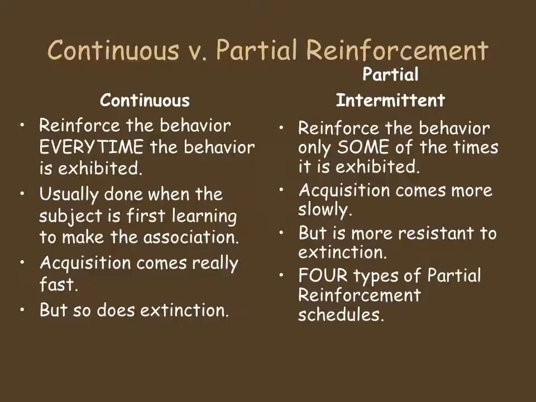Acquisition, the initial stages, we saw that word with classical conditioning, comes really fast. You learn that you're not going to get the points if you don't do the certain assignments. Extinction comes really quick too. If I stop giving points, the behavior is going to stop existing. Partial or intermittent schedules means you reinforce the behavior only some of the times that it is exhibited. Acquisition comes on more slowly. So it would be as if I reward you maybe every 3 assignments, or I give you points for some assignments here or there. But it is more resistant to extinction.